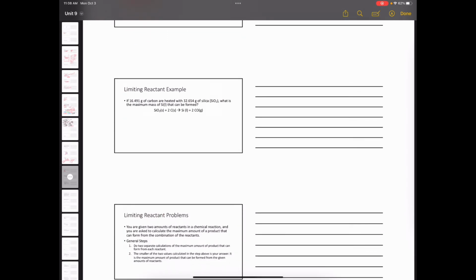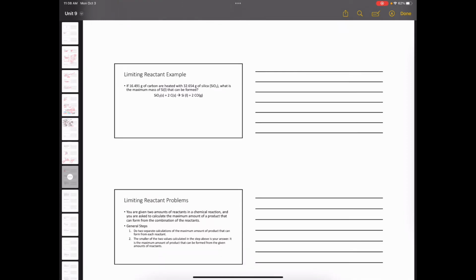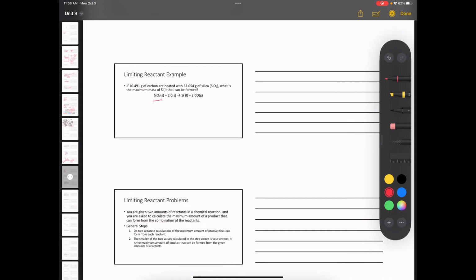Okay, so when it comes to a limiting reactant example, let's do this one together. It basically revolves around the same concept, where we convert the grams of the reactants into grams of the product. We have two reactants: silicon oxide and carbon. What we will need to do is calculate how much silicon we will be getting from both the carbon and the silicon oxide. The smallest amount, the smallest mass that we get from either the carbon or the silicon oxide, will be our limiting reactant.